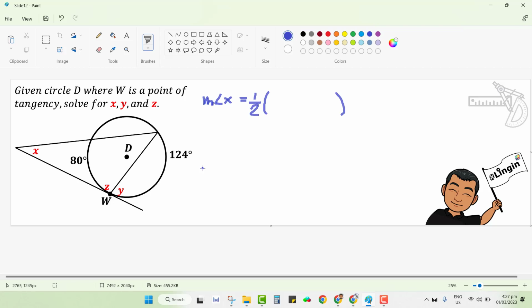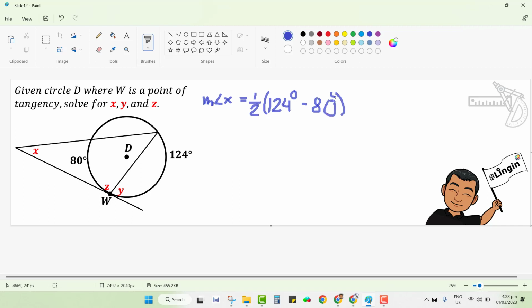It is good to note that other references, instead of saying positive difference, use absolute value, because there might be situations where we are to interchange the values for the intercepted arcs. We may start with 80 before 124, and by difference we get a negative result. Since we do not have any negative measurement for this angle, other references call it the absolute value of the difference. But just for this case, let us use the larger value first, minus the smaller value of 80 degrees.